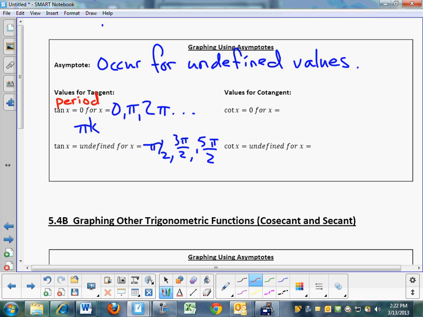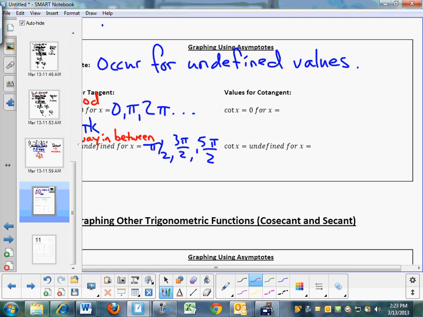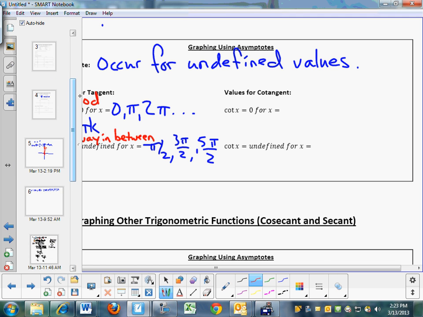Tangent is undefined halfway in between. It's equal to 0 at the periods. It's undefined halfway in between. So I put a dot where it crosses the x-axis on the periods. I put vertical asymptotes halfway in between. So let's go back to the previous page and let's graph what this looks like.